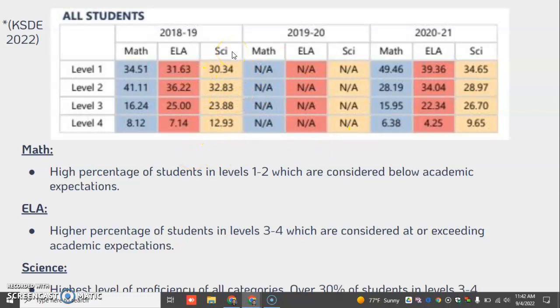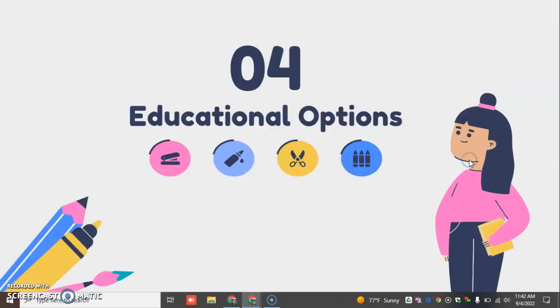Science, you can see here, it's actually my subject. You can see we have the highest percentage of students in that level 3 to 4 category, over 30% each year, except for the year that it was not tested. But we still do have a pretty good percentage in levels 1 and 2. So overall, maybe not the best scores. I'd be interested to see what they look like compared to other schools.